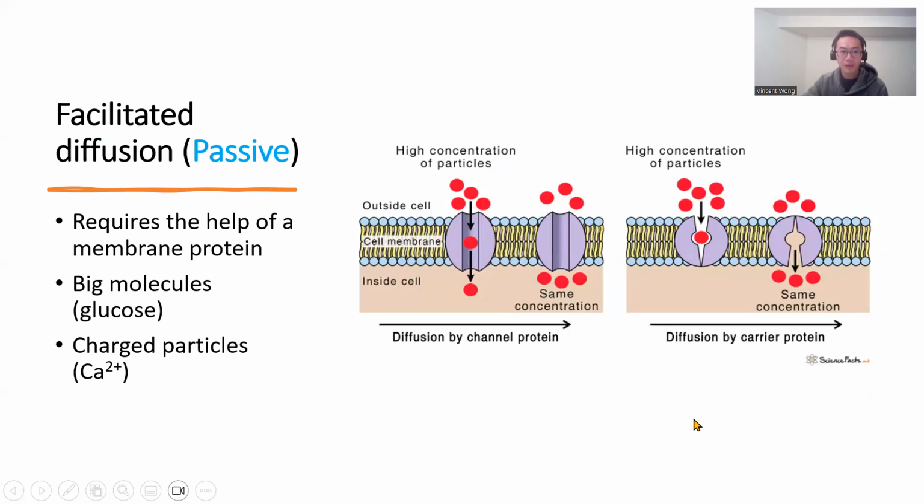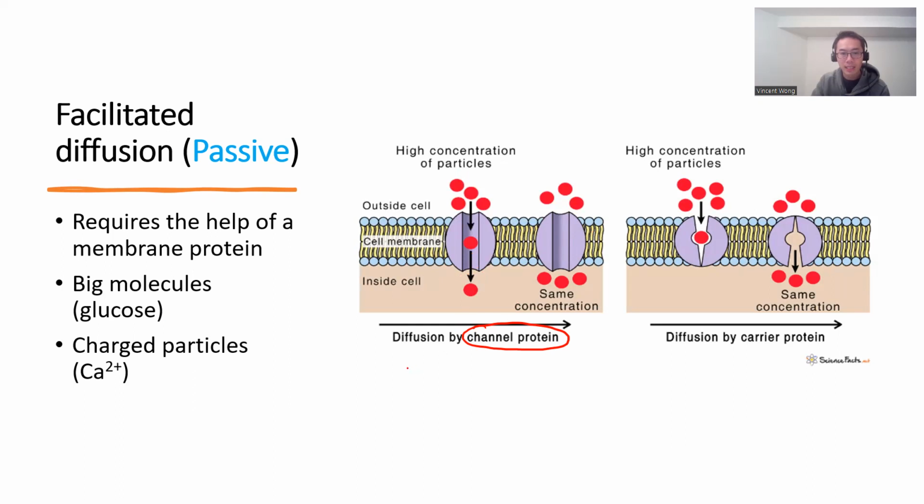Sometimes the molecules are too big or they are charged and they're not able to cross the membrane by themselves. So they use the help of a membrane protein. Right? When that happens, we call it facilitated diffusion. Okay? Requires the help of a membrane protein. So we have two situations here. On the left side, we have what's called channel protein. They literally provide a tunnel for the things to pass through.